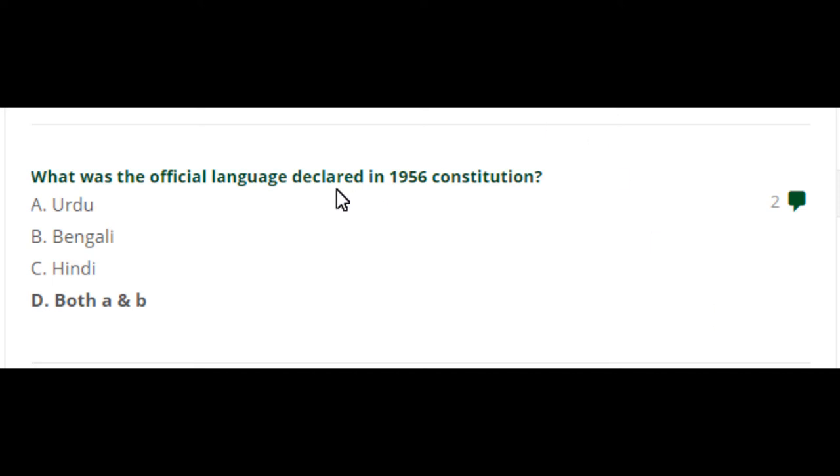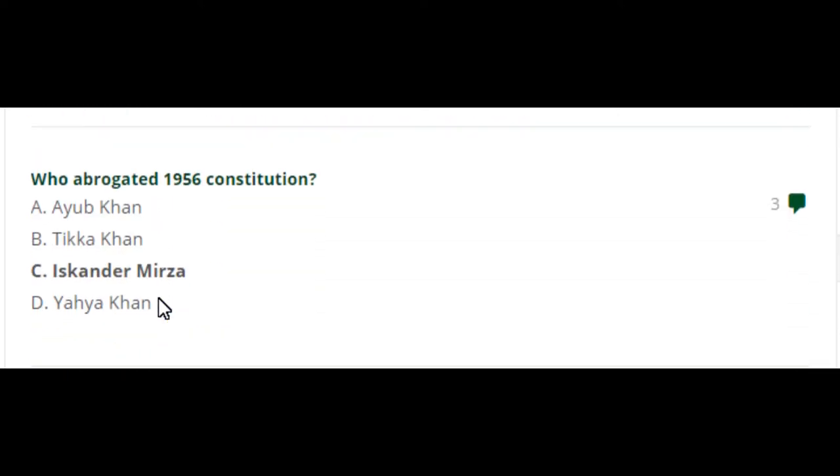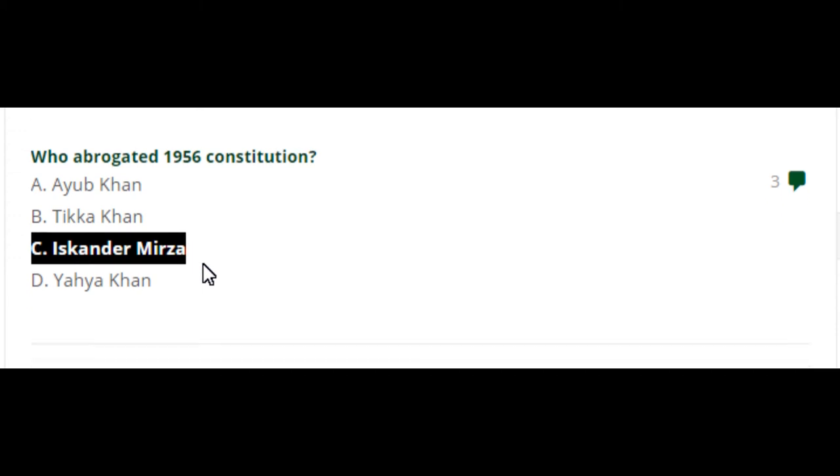What was the official language declared in the 1956 Constitution? Urdu and Bengali. These both languages were declared in the 1956 Constitution as official languages. So option D is the right answer. Who abrogated the 1956 Constitution? Option C, Sikandar Mirza, abrogated the 1956 Constitution.